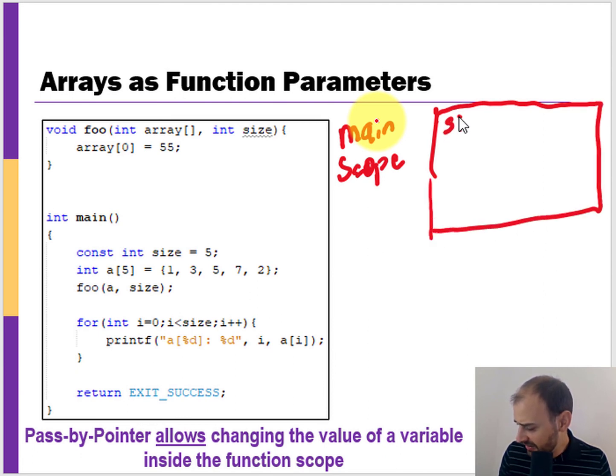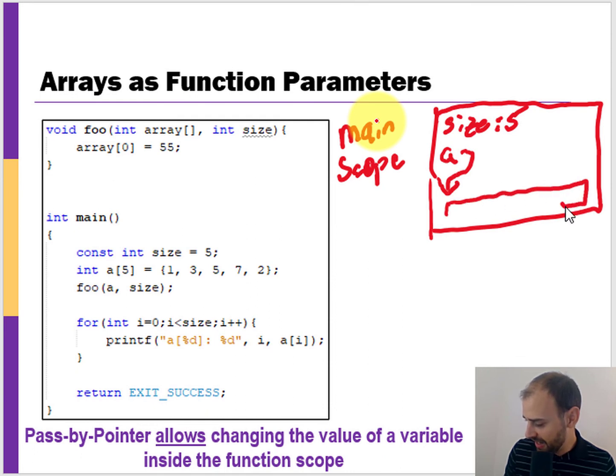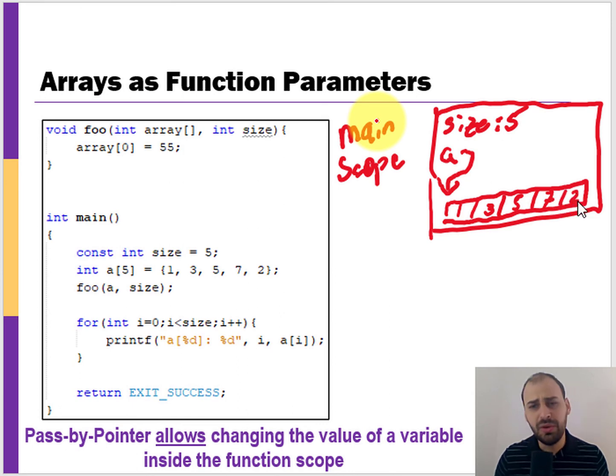And here we have size is 5, okay? And then we have our array A. And remember, array is a pointer. It points to the location in memory that's storing the beginning of the array, which is set to 1, 3, 5, 7, and 2, okay?